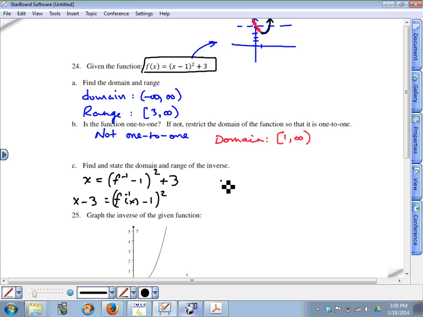We're going to square root both sides, so we have the square root of x minus 3 is equal to the inverse of f minus 1. We add 1 to both sides to end up with square root of x minus 3 plus 1 is equal to the inverse.